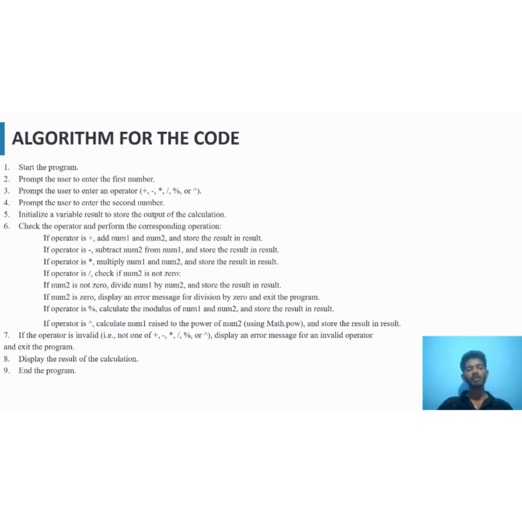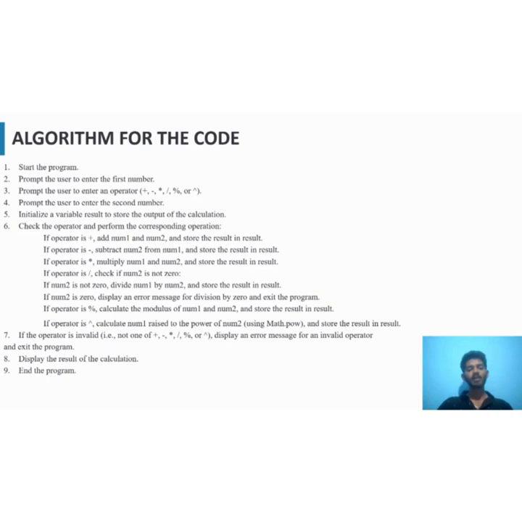If the operator is plus, then add number 1 and number 2 and store it in a variable called result. If the operator is minus, then subtract number 2 from number 1 and store it in the variable result. And if the operator is the multiplication symbol, like star, then multiply number 1 and number 2 and store the result in the variable called result.